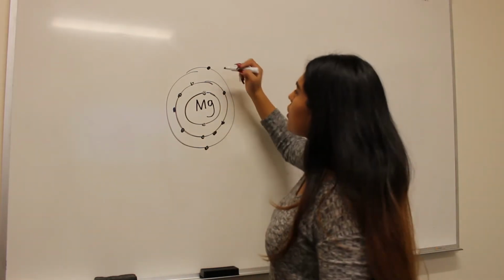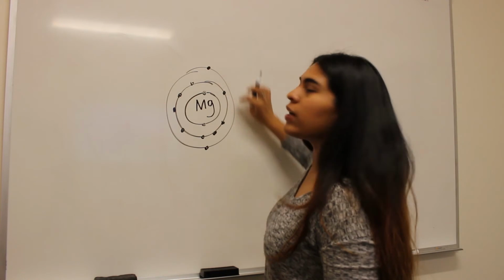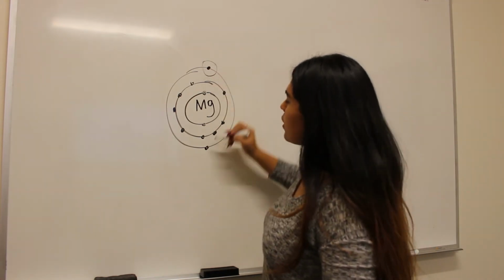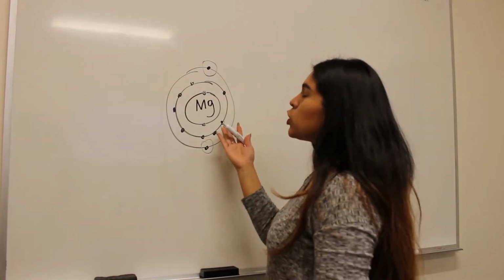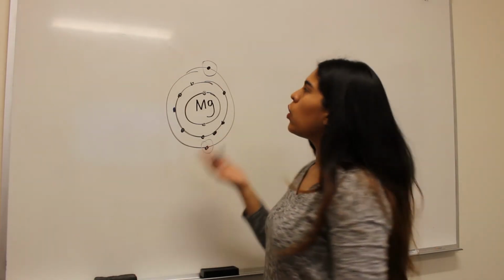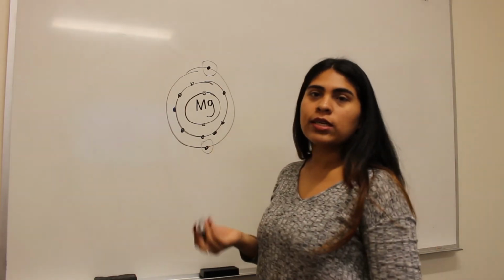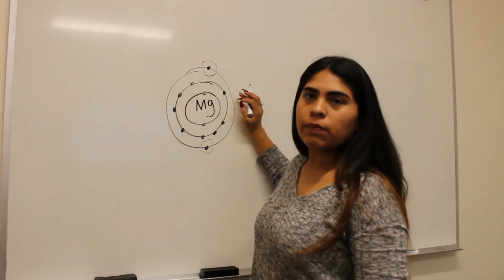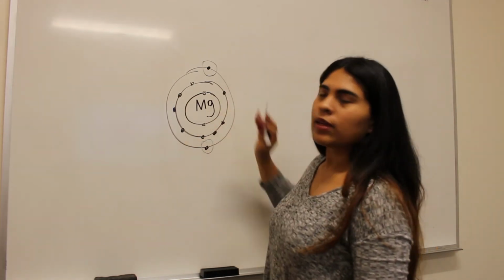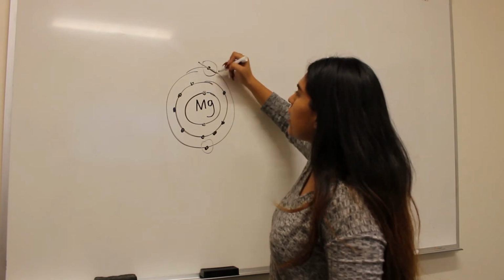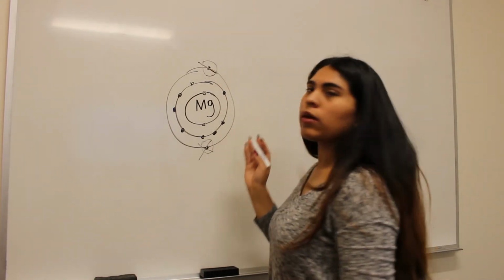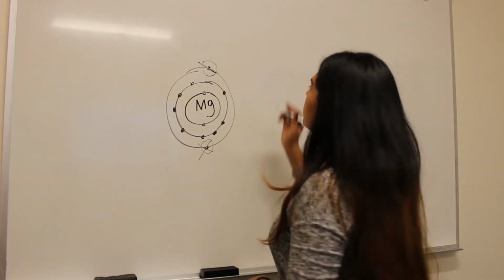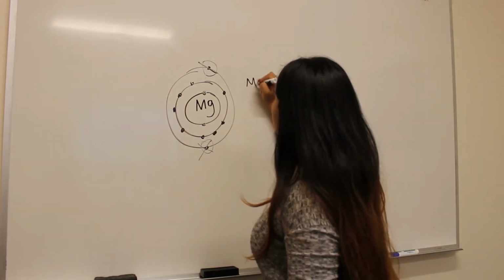Now you have to look at the electrons in the outer valence shell, which are these 2, and think about whether it's easier for magnesium to lose the 2 electrons or to gain the other 6 electrons in order to fill up the valence shell. In this case, it would be easier to get rid of these 2, and magnesium would then become a positive ion, Mg+.